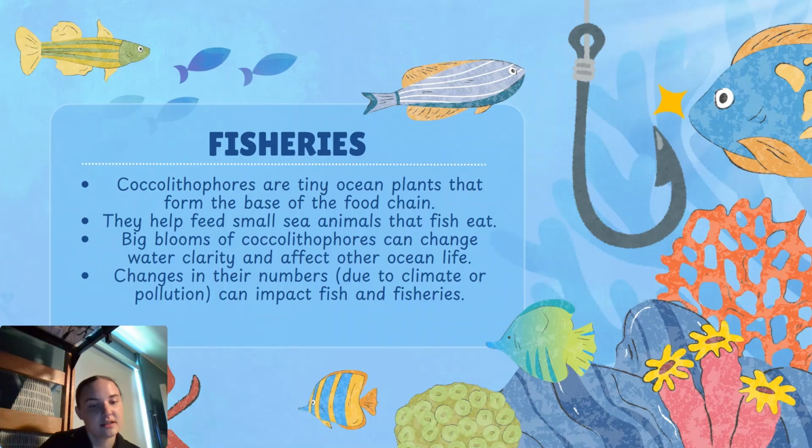Next, let's go into fisheries. Coccolithophores are tiny ocean plants that form at the base of the food chain. They help feed small sea animals that fish eat. A big bloom of coccolithophores can change the water's clarity and affect other ocean life, and changes in their numbers due to climate or population can impact fish and fisheries.